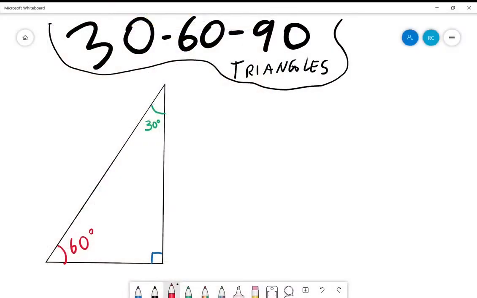In today's second video of the day, we are going to look at another special kind of right triangle. This one is called the 30, 60, 90 triangle, and hopefully it's pretty obvious why it's called that. One of the angles is 30, one is 60, and one is 90 degrees. You can tell right away that adds up to 180, so we're all good.